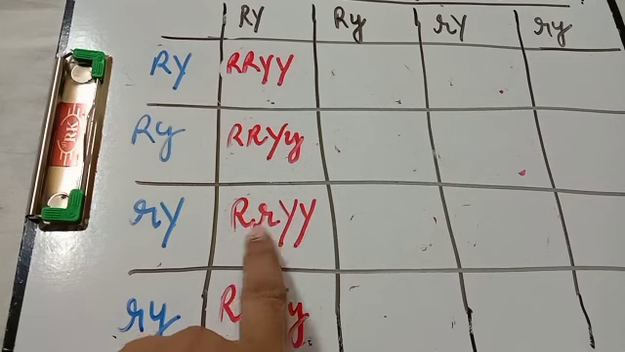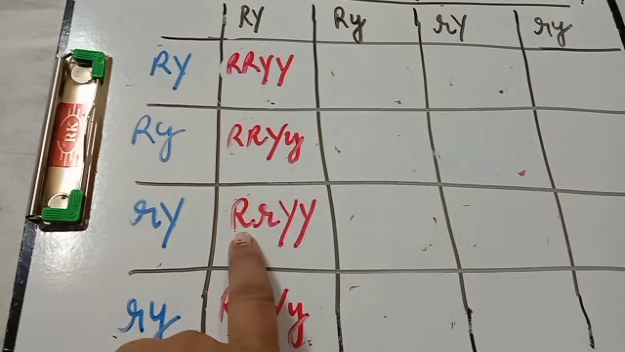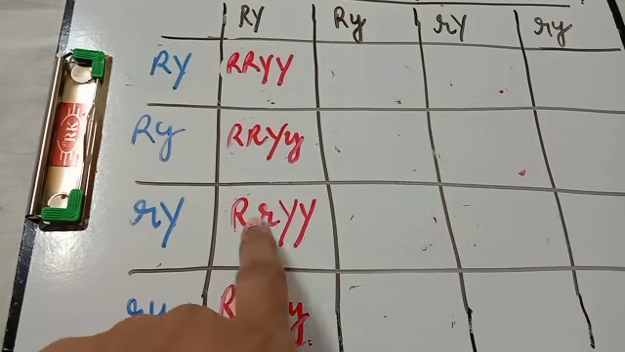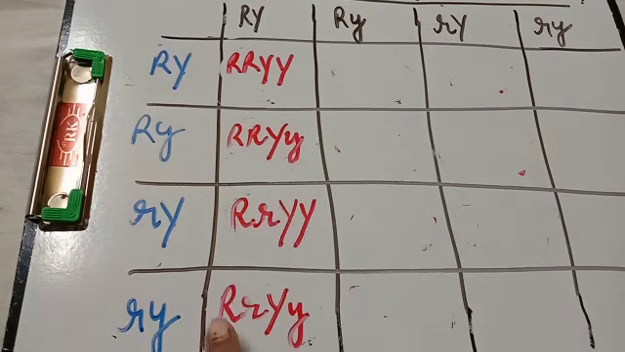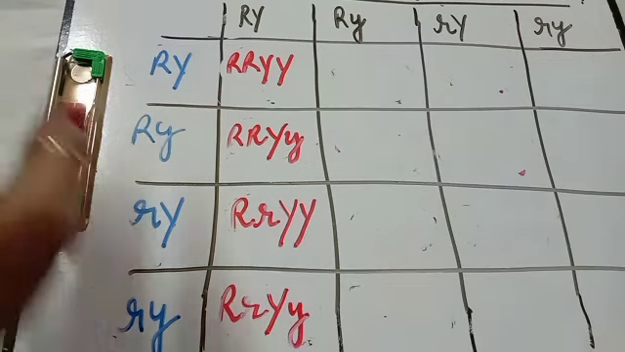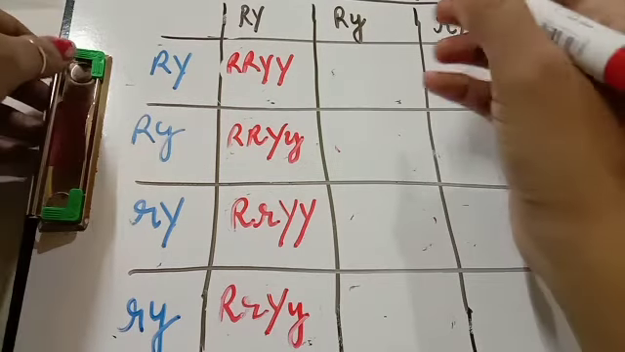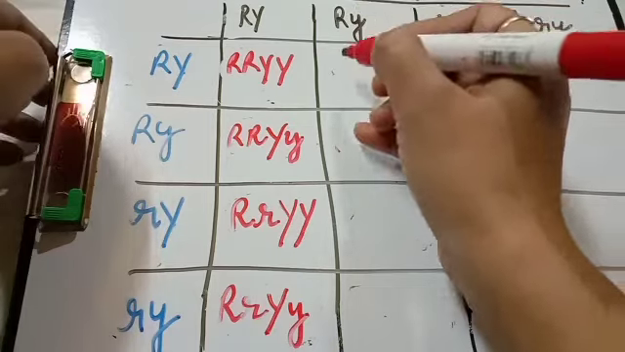Here one is wrinkled, but the dominant trait is also present. So whenever the dominant trait is present, the result will be the dominant trait. So here also I will be getting round and yellow. Here also I will be getting round and yellow. Okay. Now I go for the next one. Again I go for R.